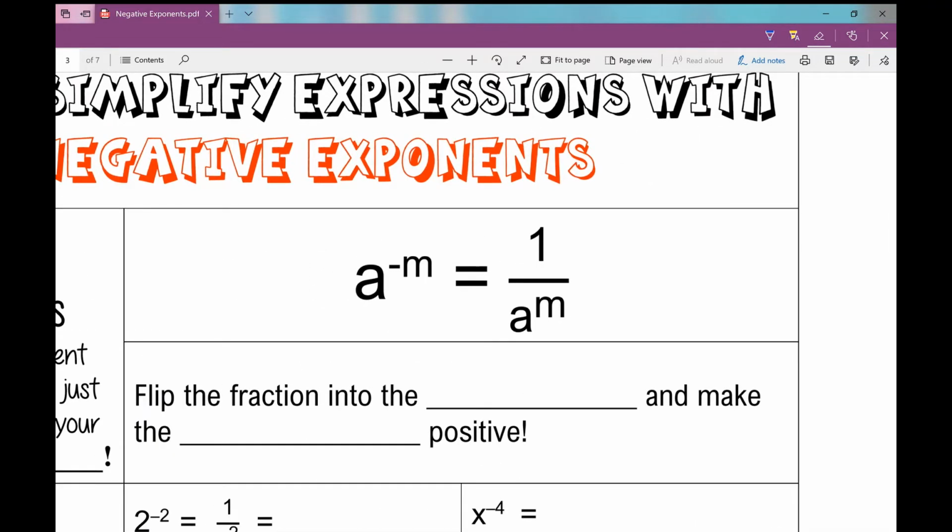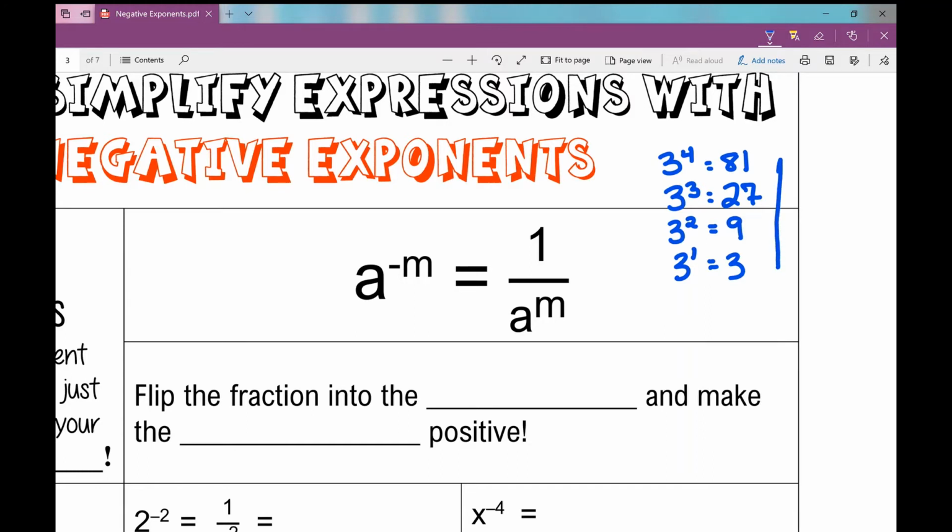So let's see. If I have 3 raised to the power of 1, what does that give me? 3. What about 3 raised to the power of 2? What is that going to be? 9. What about 3 raised to the power of 3? What is that? 27. What about 3 raised to the power of 4? 81.